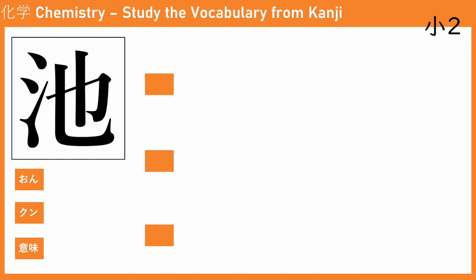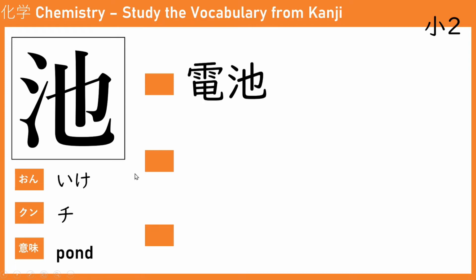The next one is ike, or chi, which means pond. So the first one is denchi. Denchi is the pond of electricity, which means battery.